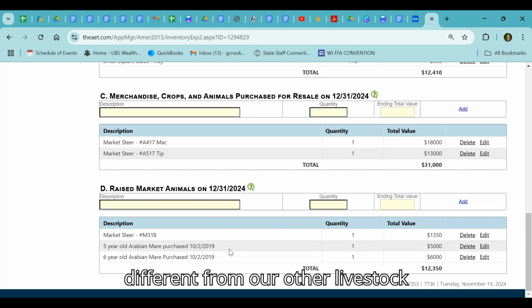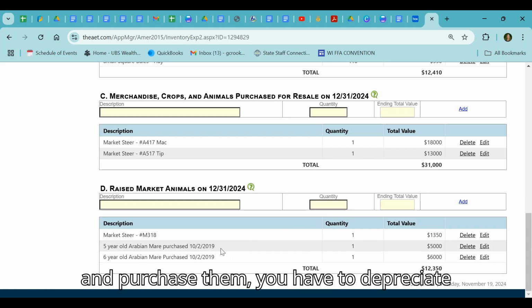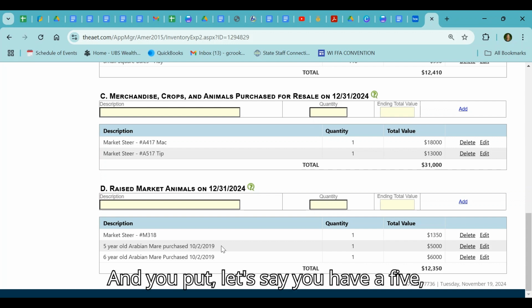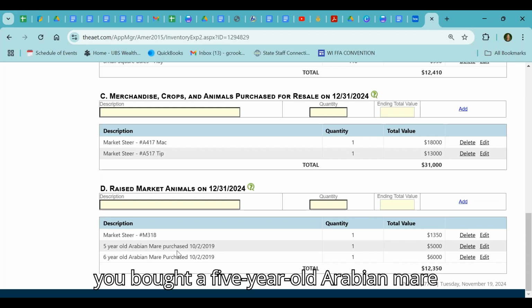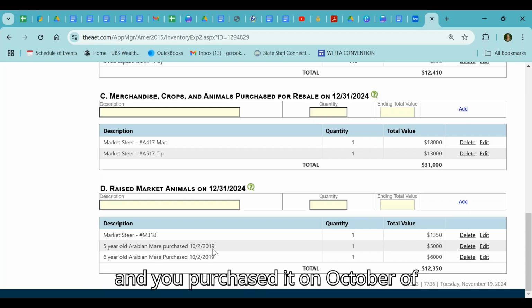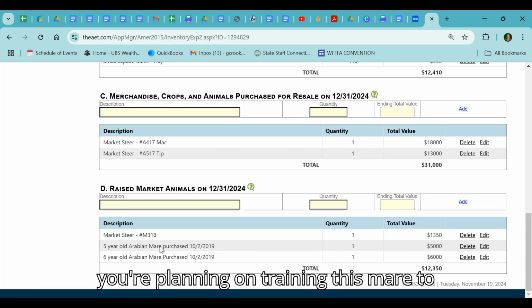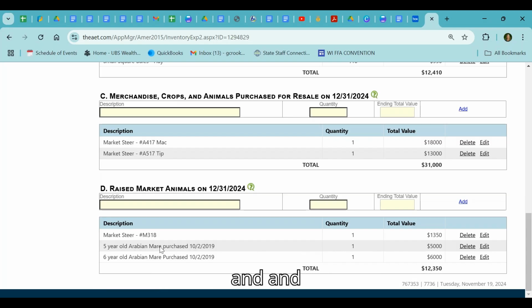Horses are a little bit different from our other livestock animals because if you put them on your non-current inventory and purchase them, you have to depreciate them each year. If you put them in your current inventory, let's say you bought a 5-year-old Arabian mare and you purchased it in October of 2019 and you paid $1,000 for it, you can put the mare, and you're planning on training this mare to increase her value.